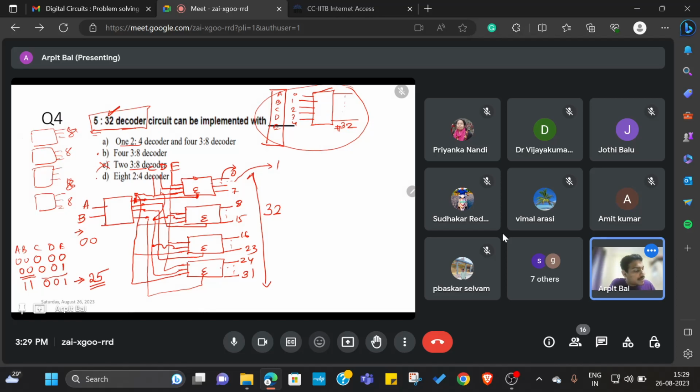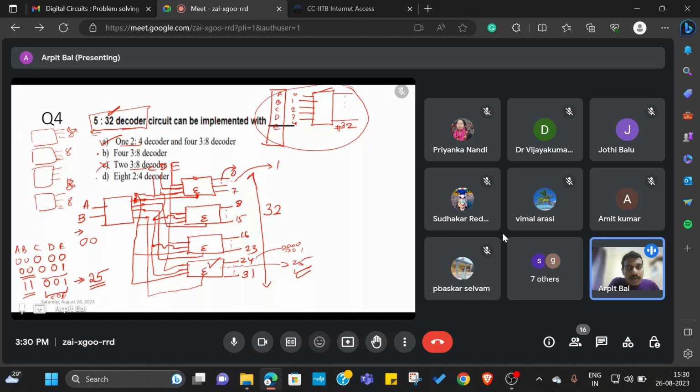It means here, right? AB is 1, 1, so decoder number 4 should be selected, like this decoder. After this is selected, we look at the lowermost bits, that is C, D, E, which are 0, 0, 1. 24 is 0, 0, 0, so just after 24 will be 0, 0, 1, that is 25. So we can state that option A, that is 1 2:4 decoder and 4 3:8 decoders, can do our work.